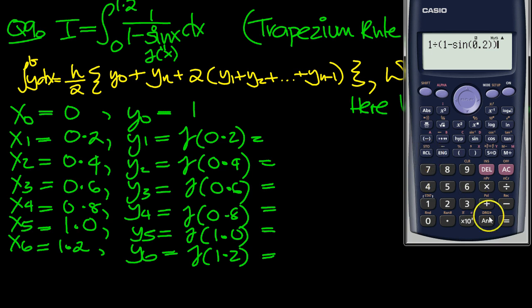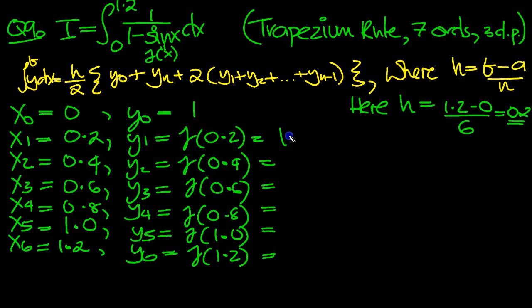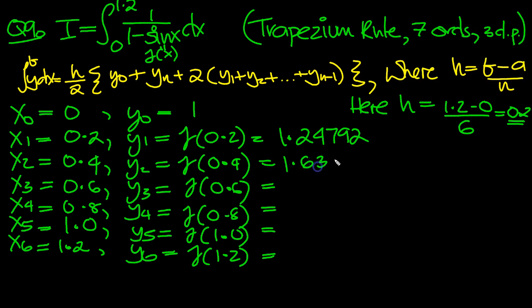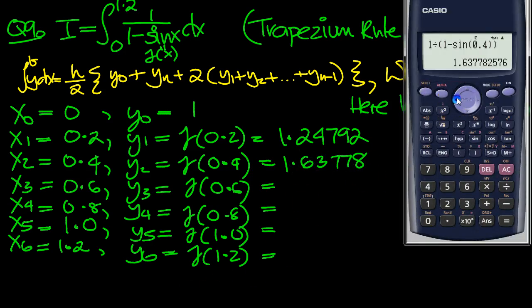We're in radians mode, so if I type equals, we need an output to 3dp, so if we work to 5 we'll be reasonably safe, sufficient margin of error. So 1.24792. Next one, 0.4, toggle back. 1.63778. Next one, 0.6, toggle back again, change that to a 6 now.